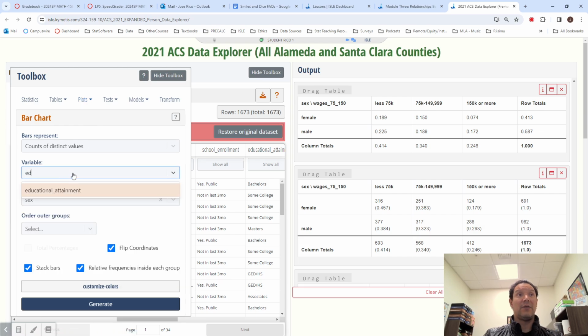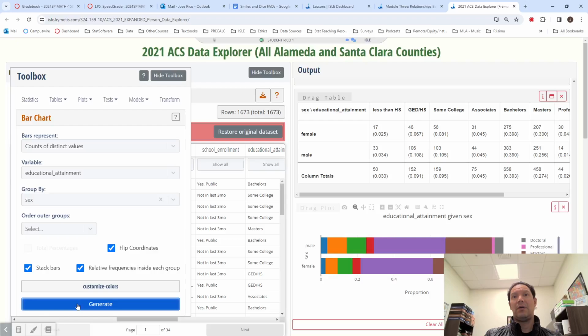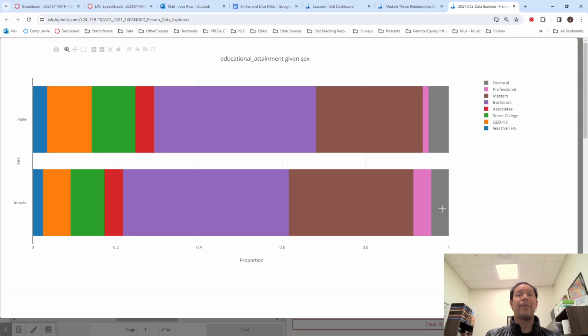Again, the variable is my response variable, and the group by is my explanatory variable, and I get this graphic here. If we look at it closely, we can see 30% of females have masters versus only 25% of men. So there's definitely a difference here.